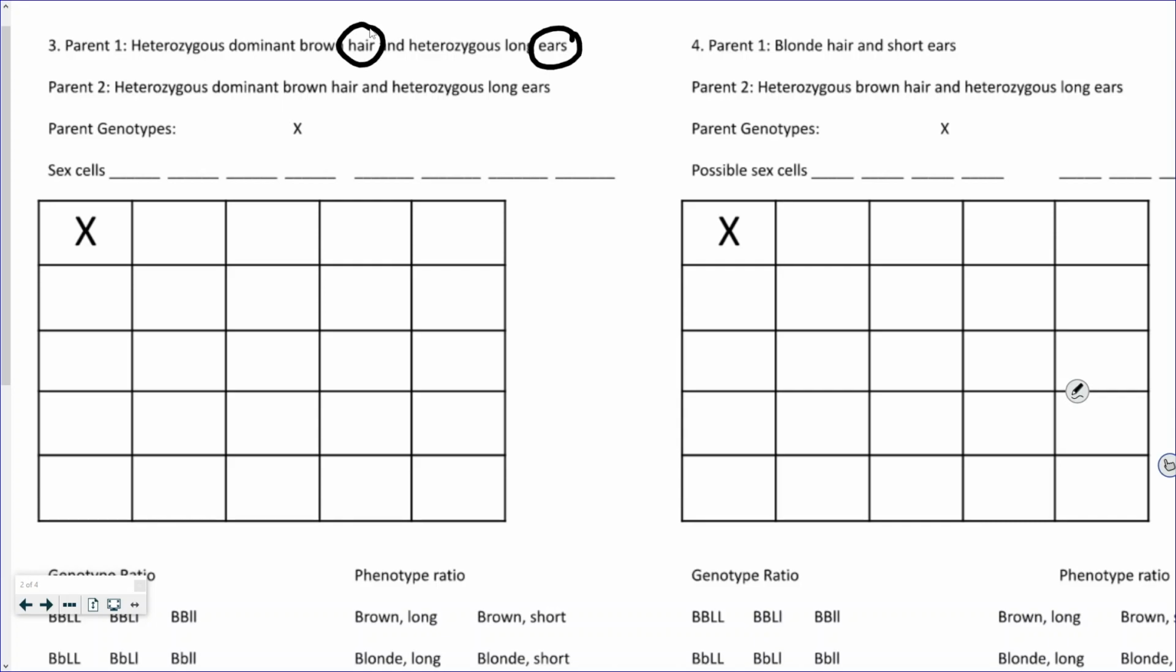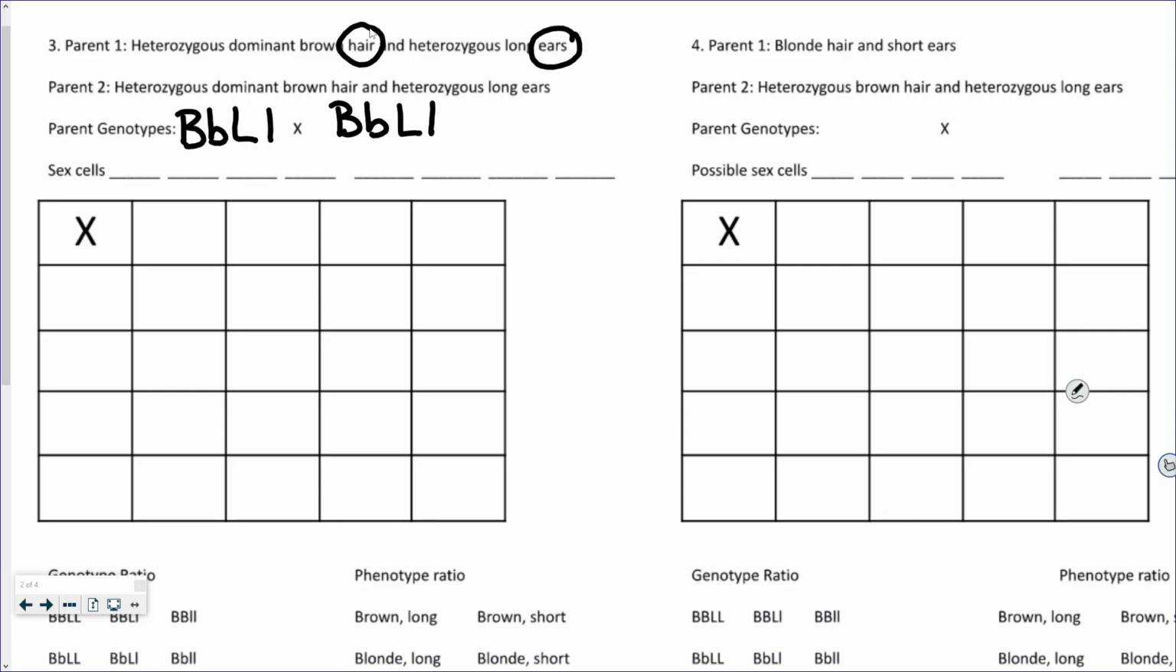And so in my first parent, I've been told that it is heterozygous dominant for its brown hair. So heterozygous is 2 separate letters, so a capital and a lowercase, and then it's also heterozygous for its long ears, so 1 capital L, 1 lowercase l. So that's the genotype for parent 1. Parent 2 happens to be exactly the same, heterozygous for brown hair and heterozygous for long ears.